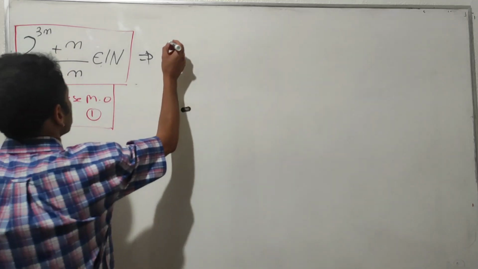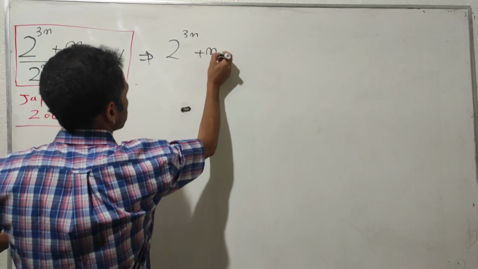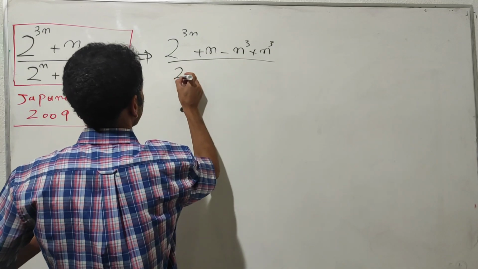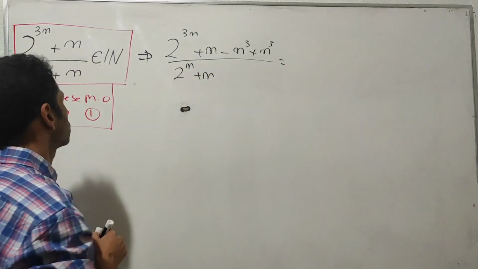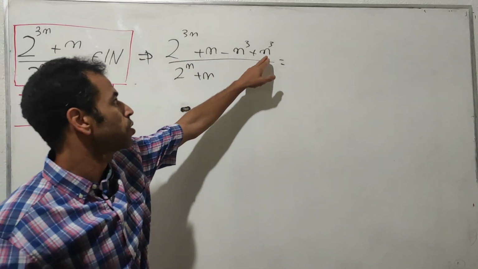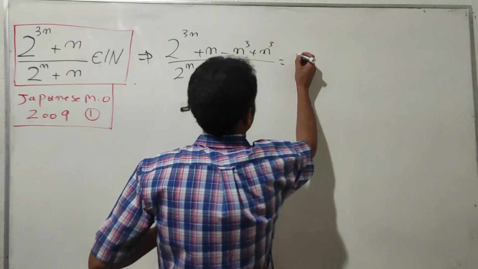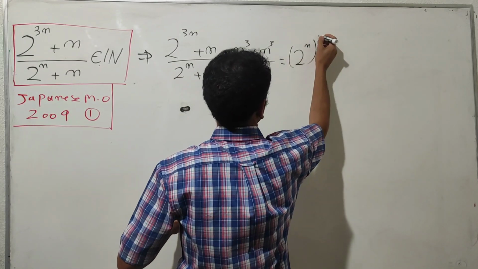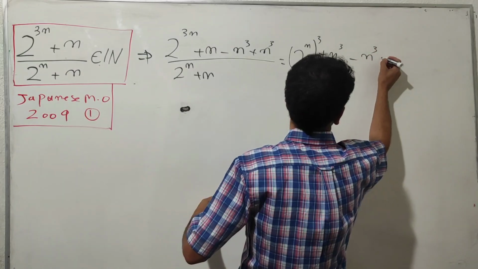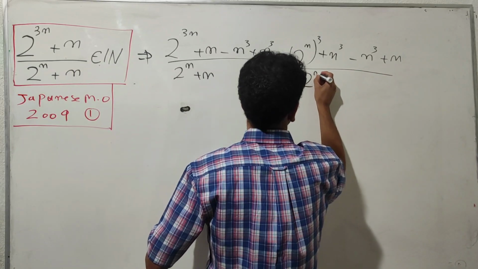Okay, so I get the following: 2 to the 3n plus n minus n cubed plus n cubed, all over 2 to the n plus n. So this one is an integer. Now let's make a nice arrangement by taking this number and this number, because we see the exponents are the same. So I get (2^n) all to the 3 plus n cubed, minus n cubed plus n, all divided by the same denominator, 2 to the n plus n.